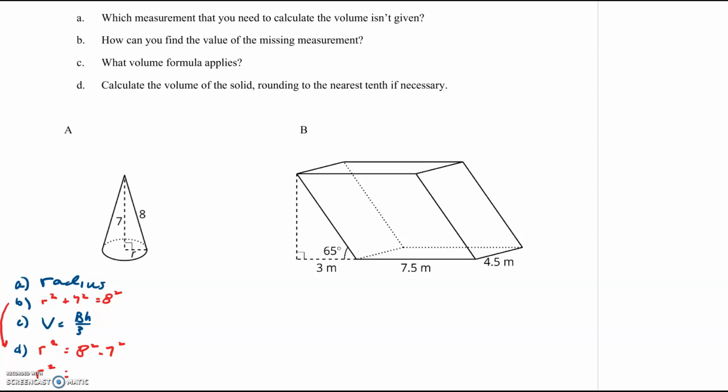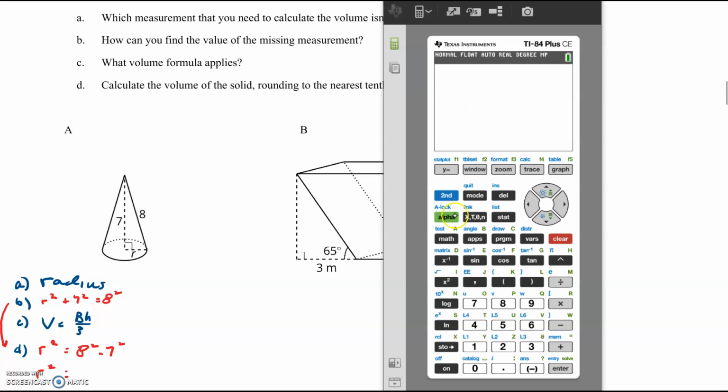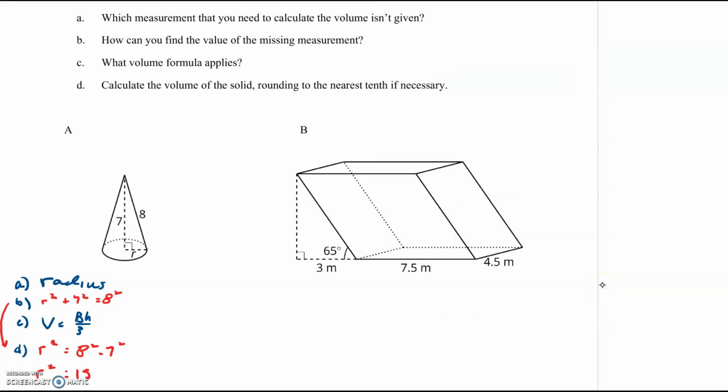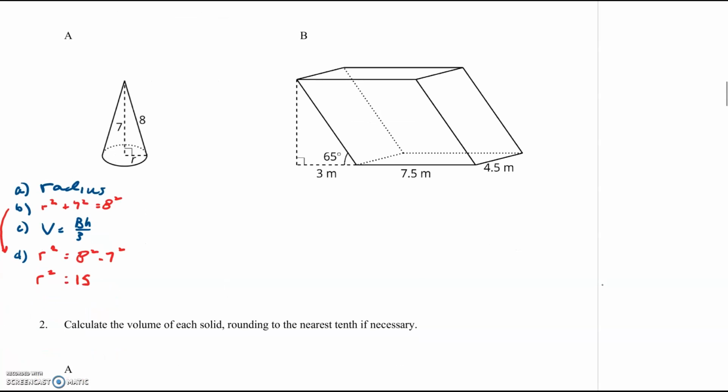So then in my calculator, I'm going to do 8 squared minus 7 squared, and I get 15. Okay, so I know that my radius squared is 15. That means my radius must be the square root of 15. Now, we're going to pause here for a second because I want you to notice something. This r squared value is 15.